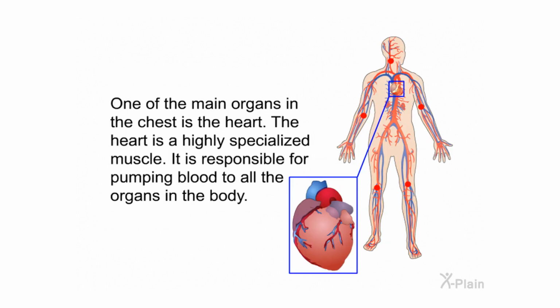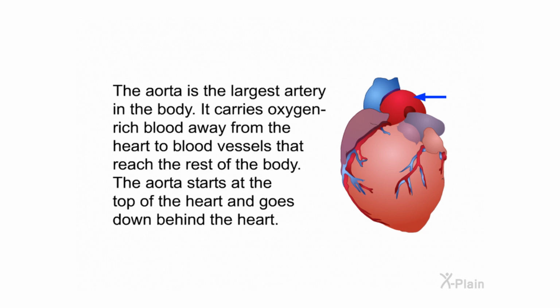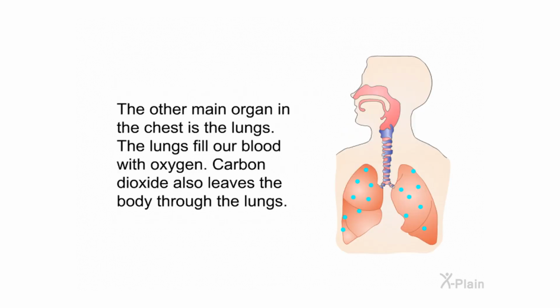One of the main organs in the chest is the heart. The heart is a highly specialized muscle. It is responsible for pumping blood to all the organs in the body. The heart is enclosed in a sac. This sac is called the pericardium. It helps the heart work properly. The aorta is the largest artery in the body. It carries oxygen-rich blood away from the heart to blood vessels that reach the rest of the body. The aorta starts at the top of the heart and goes down behind the heart.